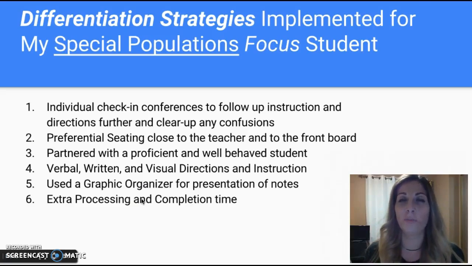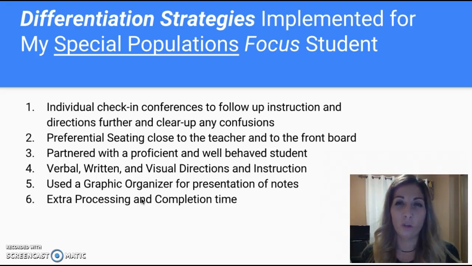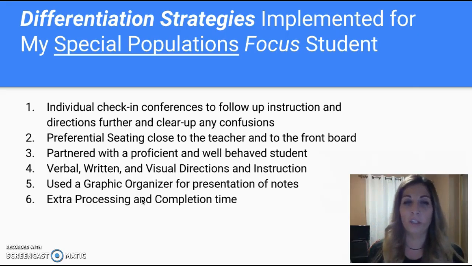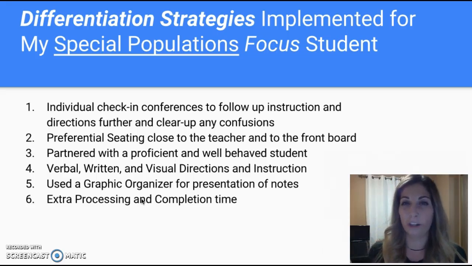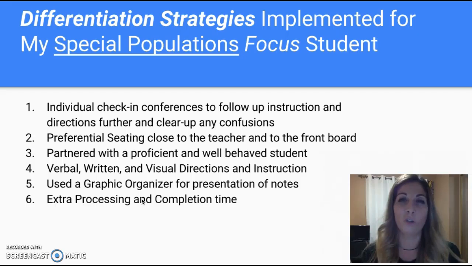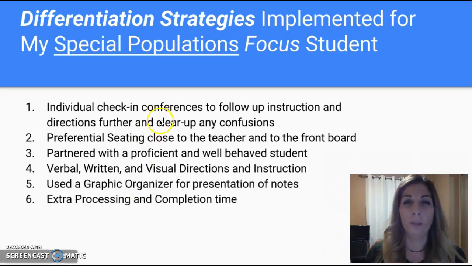Differentiation strategies that I used for my special population student was individual check-in conferences with that student to make sure the student understood what was going on and to clear up confusions, preferential seating near the front of the classroom, partnered with a proficient and well-behaved student, verbal, written, and visual instructions so they could reference those instructions or directions at any time. And for this particular student, they needed extra processing time and extra time to complete each activity. As well as for notes, they used graphic organizers to break down information into small, understandable chunks.